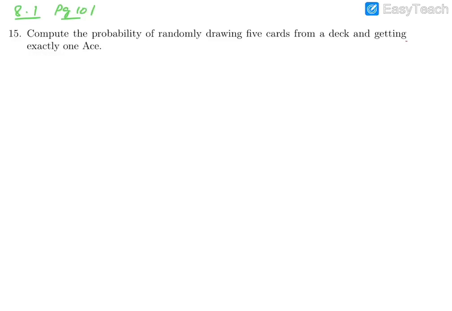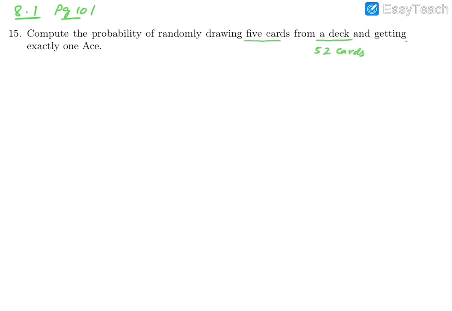This is question 15. One student asked me about exercise 8.1, page number 101. So question number 15, we will do like we are doing questions in exercise 8.4 using combination, then it will be more easy. So what he says is: compute the probability of randomly drawing 5 cards from a deck of cards. A deck has 52 cards.